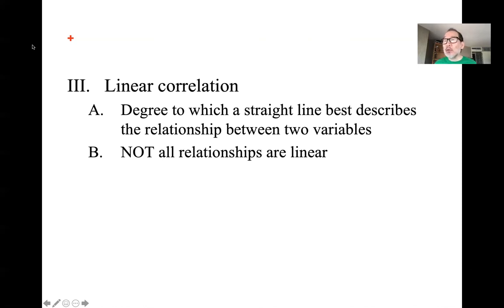But rest assured, not all relationships are linear. They may be significant, but not linear in nature. Or they may have no relationship, and if they're not correlated, it's just going to be a bunch of dots on the graph for the most part.